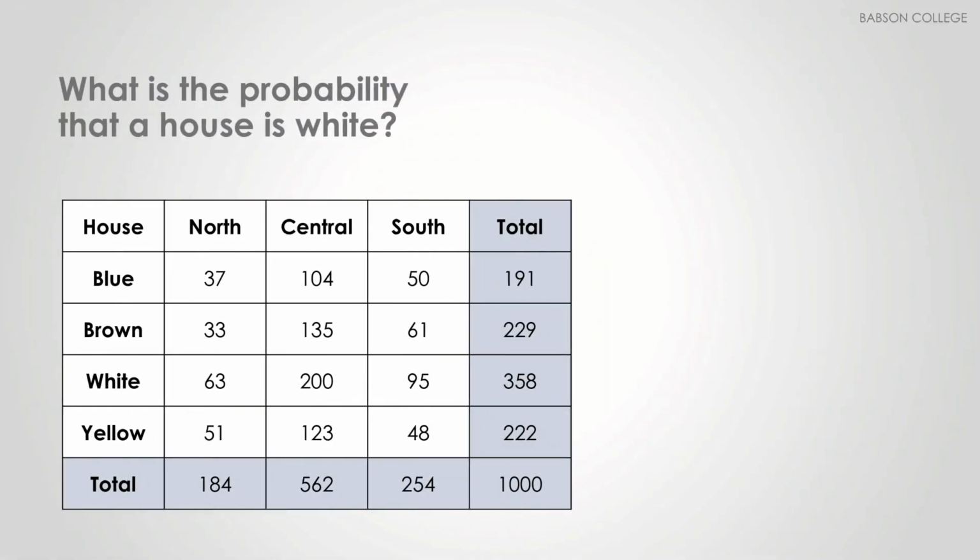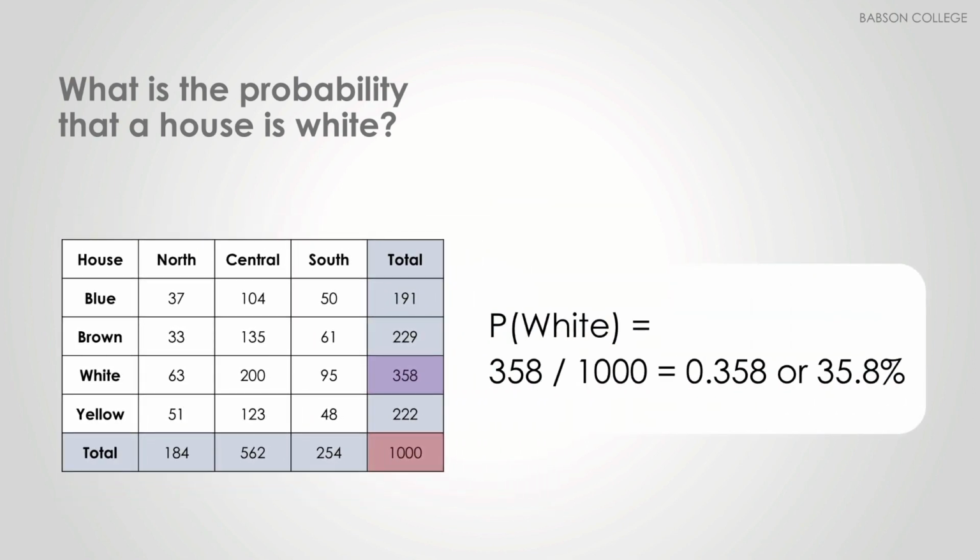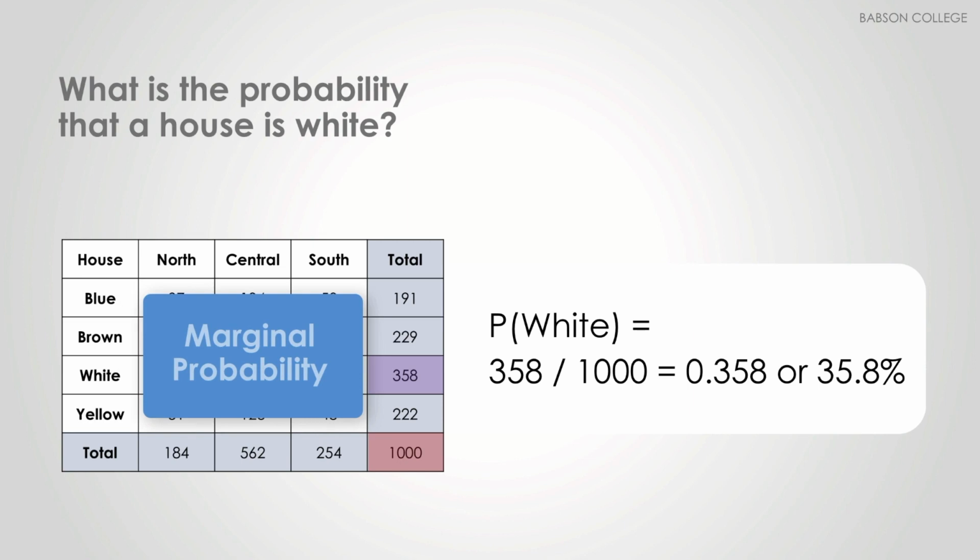How about another easy one? What is the probability that a house is white? So the probability of white is equal to 358 divided by 1,000, which works out to be 0.358. This is called a marginal probability because we only work with numbers on the margin of the table.